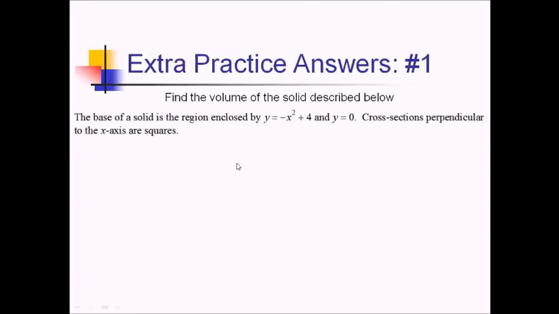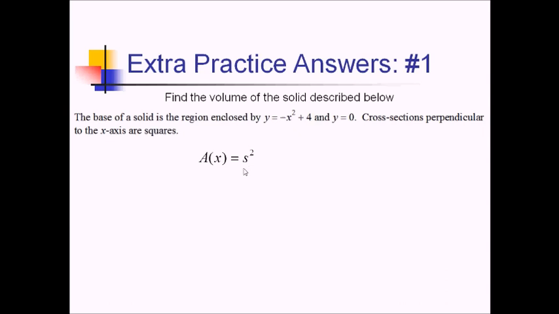For this problem, we're told the base of a solid is a region enclosed by this parabola and the x-axis here. Cross-sections perpendicular to the x-axis are squares. We want the volume. So let's start by writing an area formula for those cross-sections. In general, we can write A of x equals s squared, because we've got squares, so square area. But we have to write this in terms of x.